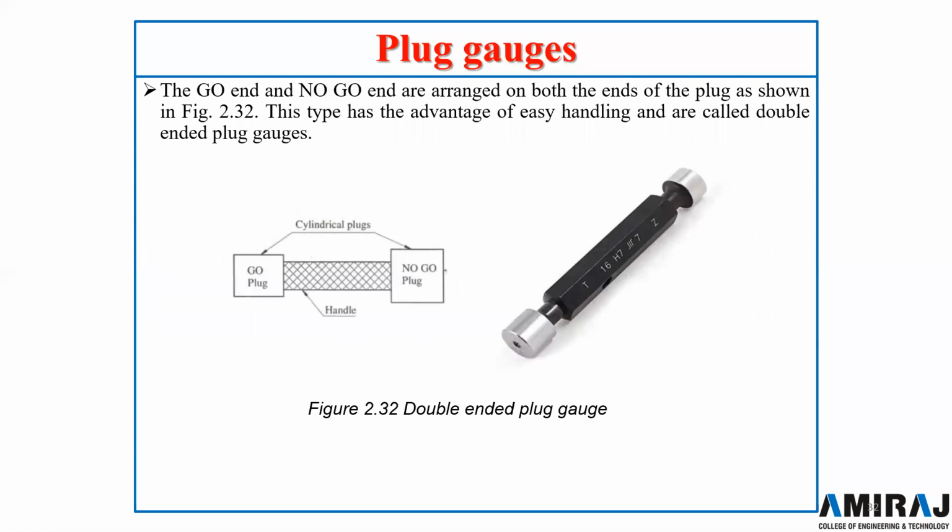Now, you can see in the figure the go end and no go end are arranged on both ends of the plug as shown in the figure, and this type has the advantage of easy handling and is called a double-ended plug gauge. This one is the go plug gauge and this one is the no go plug gauge. These are cylindrical plugs.